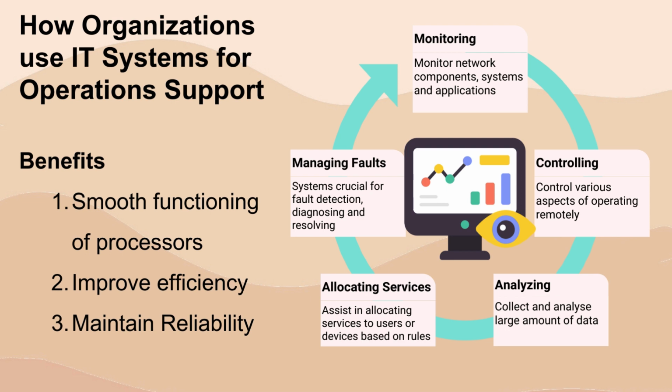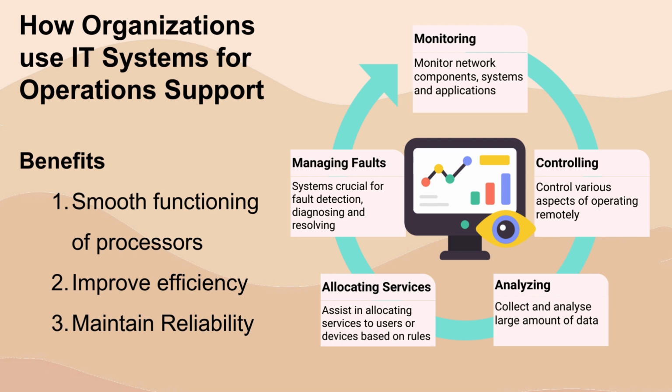So let's see how organizations use IT systems for operational support. Number one is monitoring. IT systems are used to continuously monitor network components, systems, and applications. This involves tracking performance metrics, usage patterns, and potential issues. Monitoring tools provide real time visibility into the health and performance of various IT resources, helping organizations detect and address problems before they escalate. For example, POS systems can track item purchases within the day.